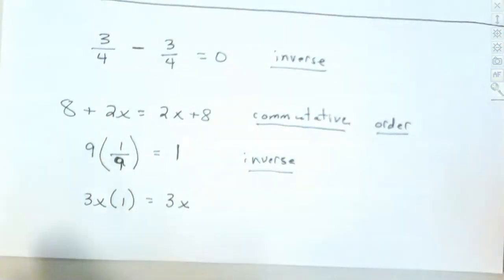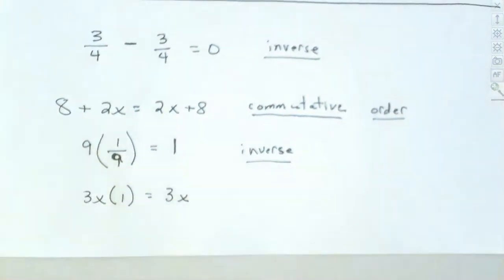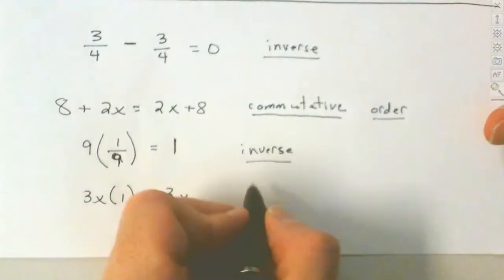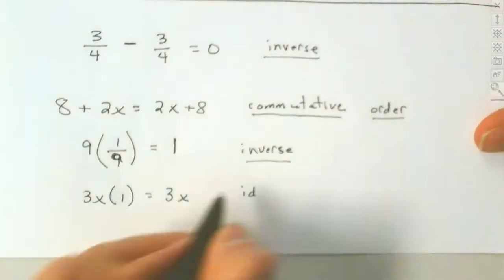What would this one be? 3x times 1 is 3x. Did I change it at all by multiplying it by 1? No. When I multiply something by 1, does it change it at all? No. So this would make it then, you're correct, an identity.